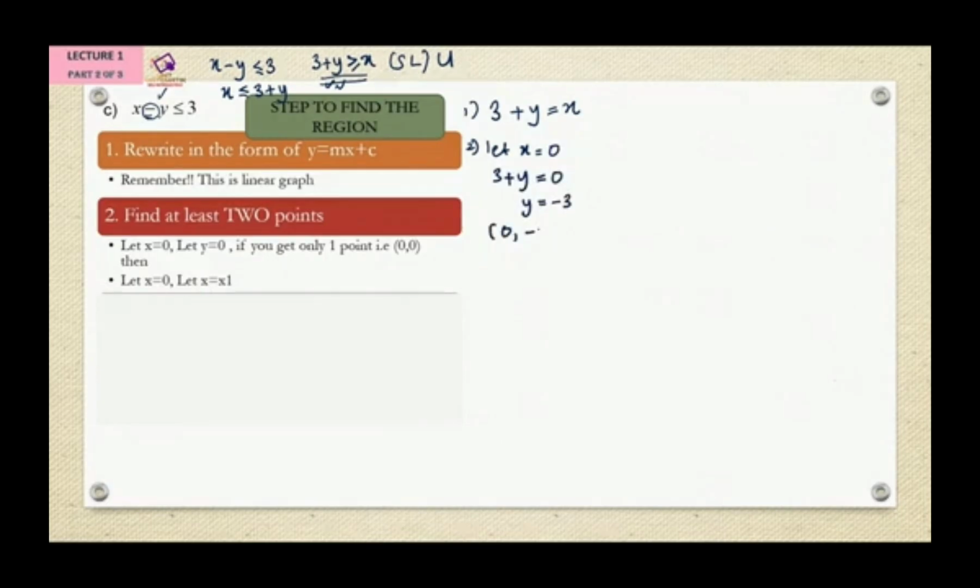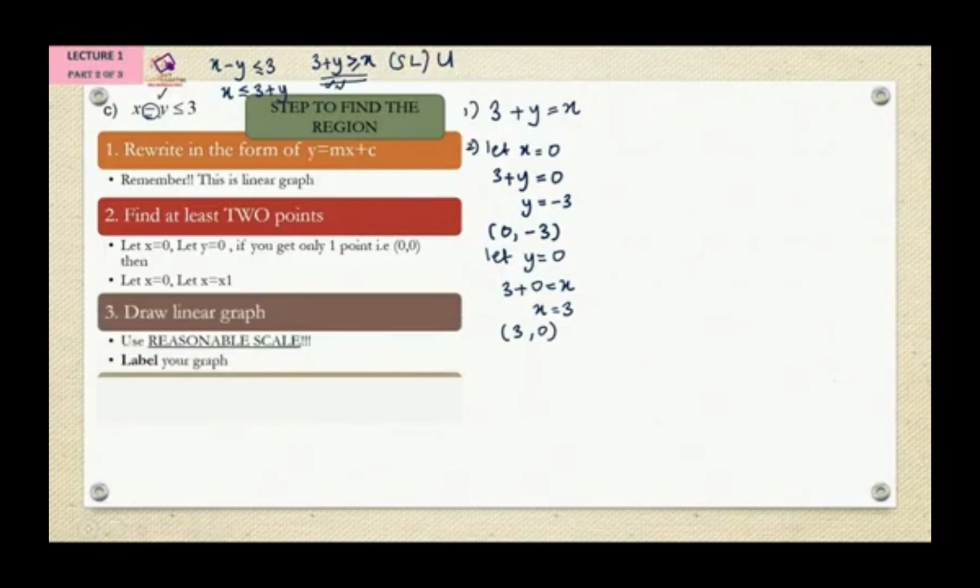So here we write the point first, 0, negative 3. For the second point, we let y equal 0. So 3 plus 0 equals x, so x will be equal to 3. So 3, 0. 3, 0, not 0, 3. Okay, student?